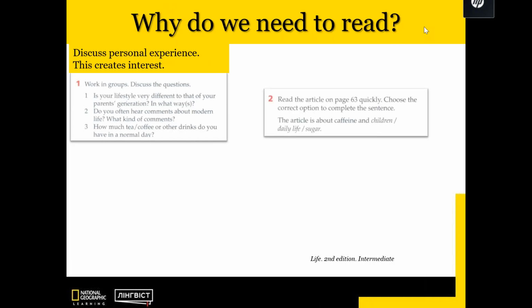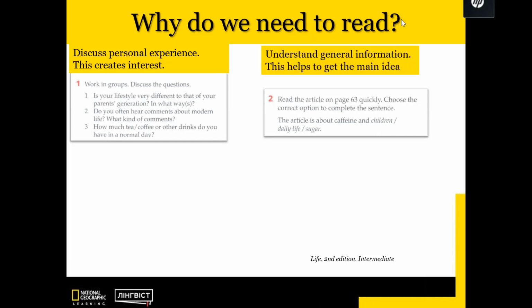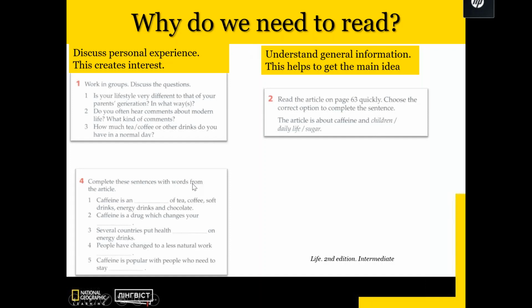After that, let's give them a quick look, right? So read the task together with the students. The article is about, and ask the students to be as quick as possible and to find the correct answer, right? They will get the general information, they will get the main idea, and for them it will be easier to understand details of the text. They got acquainted with that. So let's move on to the next exercises, right?